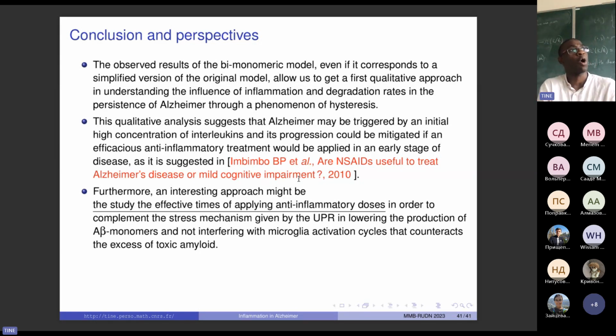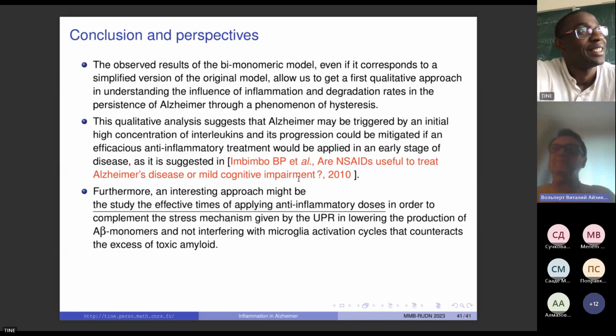And of course, the work for the huge model, where we have chemotaxis, where we have all the big stuff, is going on, and we hope to find nice results. As we see here, with this very simple model, we are able to see something about the effect of the inflammatory process in Alzheimer's disease. So I finished my talk. I hope it was interesting for you.